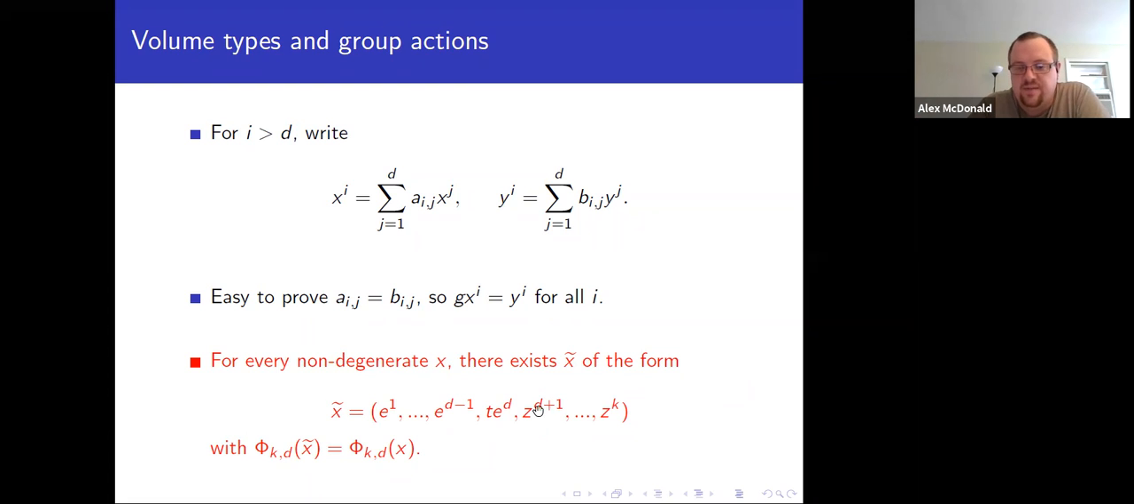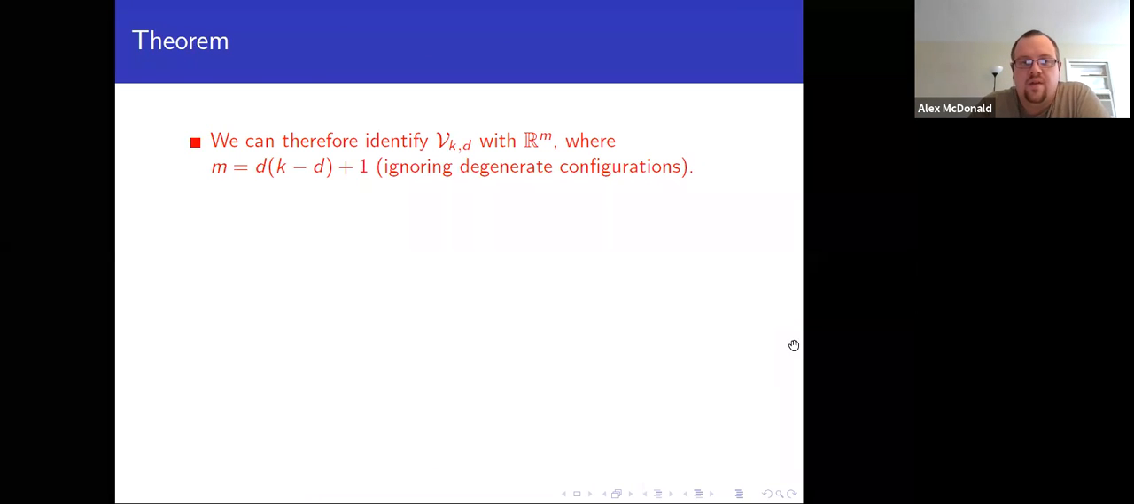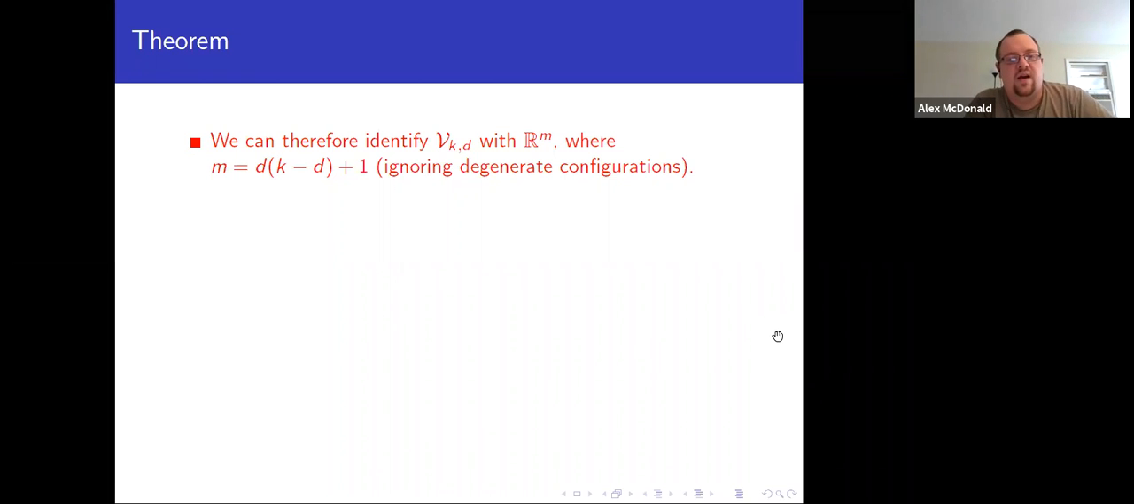So there's k minus d of these z's, which are each d dimensional. So that's d times (k minus d), and then we have one more parameter here in the t. Okay, so we can identify this space of volume types with Euclidean space, or a subset of Euclidean space of dimension d times (k minus d) plus 1, where again, I'm going to ignore the degenerate configurations, which don't present much of an obstacle.